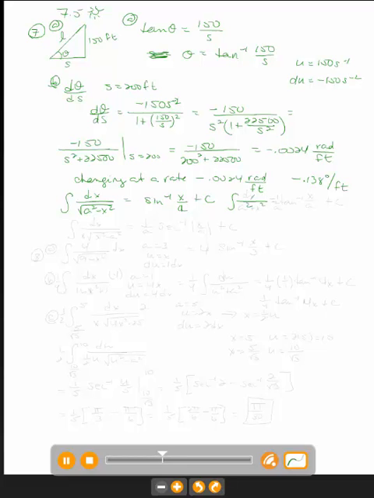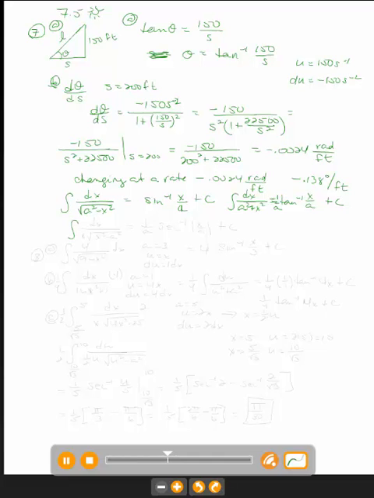If you integrate dx over a squared plus x squared, now that's got to be the arctan because you don't have the square root and you have a plus sign. And again, it's x over a plus the c. Oh, except that there's a 1 over a in front of it, because it has to take care of that extra a that's in there.